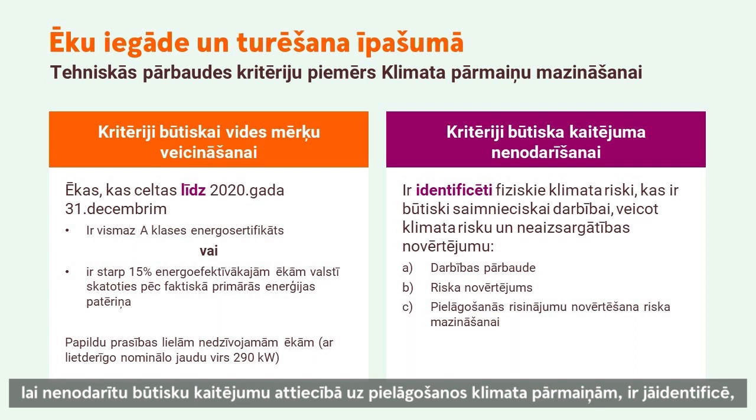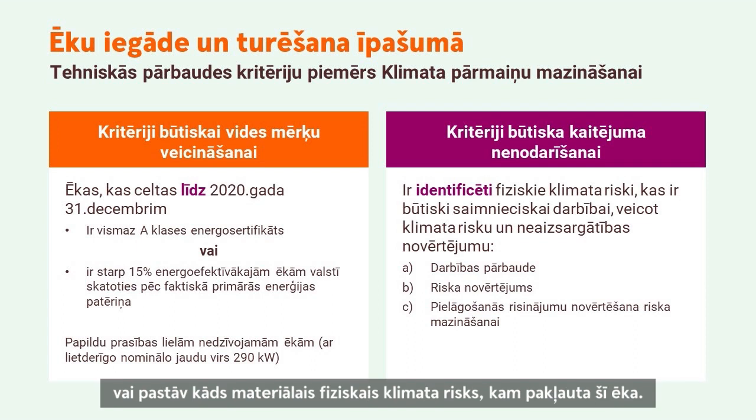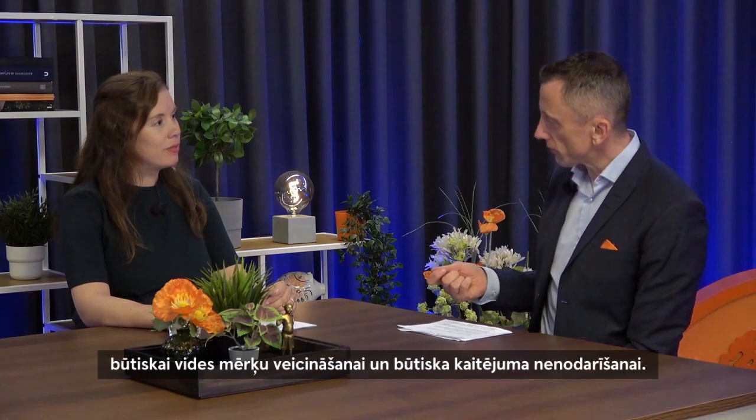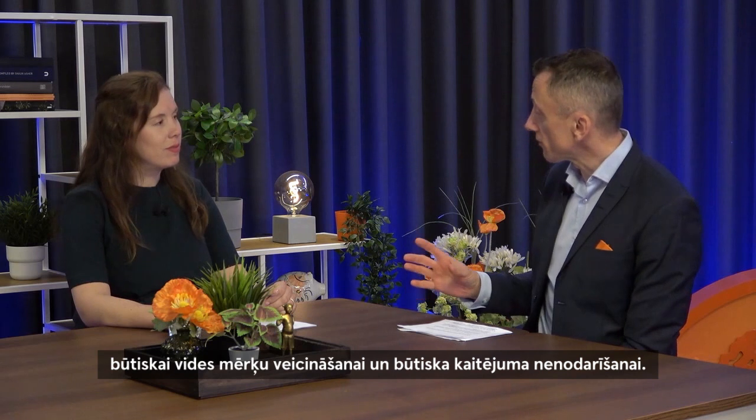So to not do any significant harm on climate change adaptation, you need to identify: is there any material physical climate risk that this building is exposed to, and then identify those material risks. Then you also need to assess whether there are any adaptation solutions that you can apply to mitigate these risks. So these criteria specify the requirements for substantial contribution and do no significant harm.